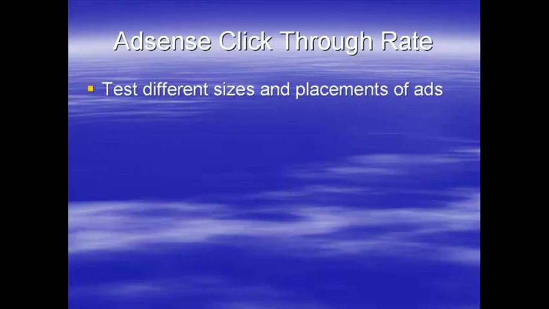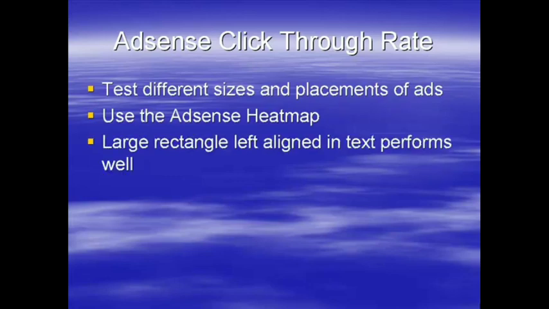You want to test different sizes and placements of adverts. One that works very well is the large rectangle left aligned within the text so the text flows around it. That tends to have a very, very good performance. So have a look at that and try using it. You can also use the AdSense heat map, and we'll have a look at that in a second. But the large rectangle tends to be the best performing one.